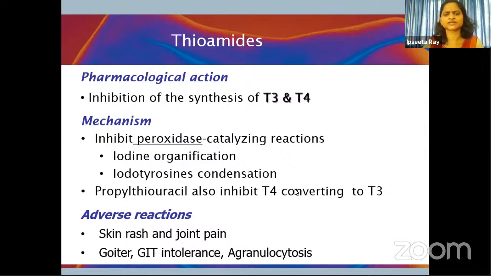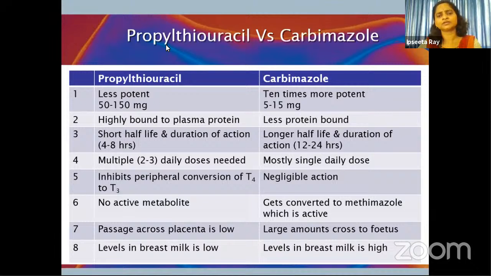Adverse effects like agranulocytosis and goiter have been seen with the thioamides. Now this is one SAQ which can come, that is the difference between propylthiouracil and carbimazole. As you can see, propylthiouracil is less potent compared to carbimazole. It is highly plasma protein bound. It does not cross the placental barrier, because of which it is safe in pregnancy. It has a short duration of action compared to carbimazole, which is longer acting.